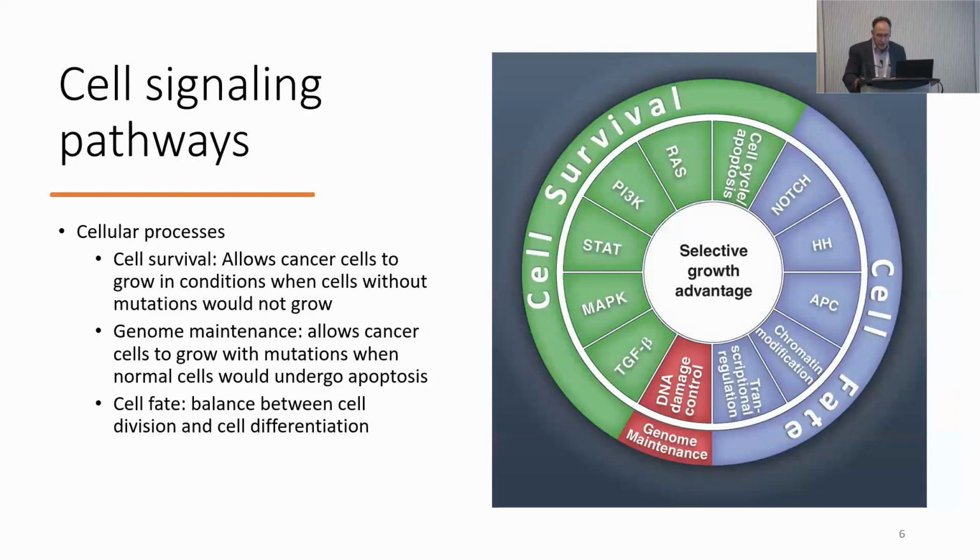So these changes within the cell affect tumor suppressor genes or oncogenes that are important for regulatory processes like cell survival, genomic maintenance, and cell fate, all of which can confer a selective growth advantage and lead to the development of cancer by bypassing the normal checks and balances present in our cells.